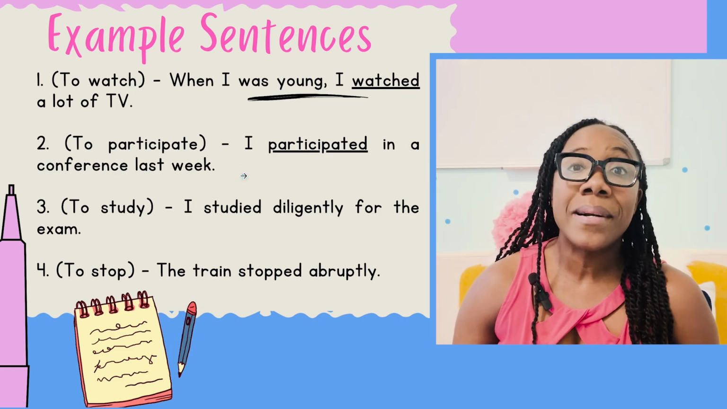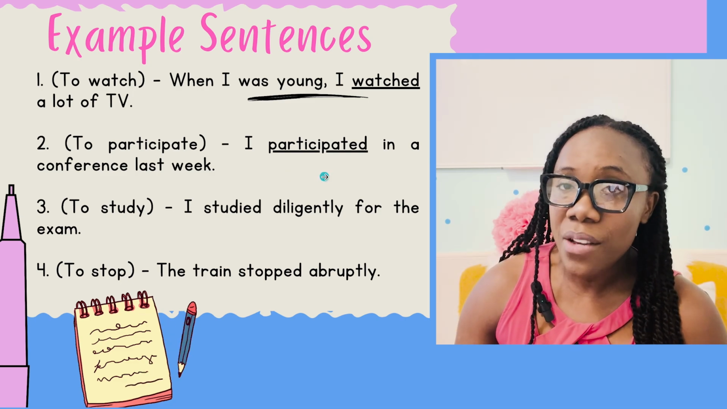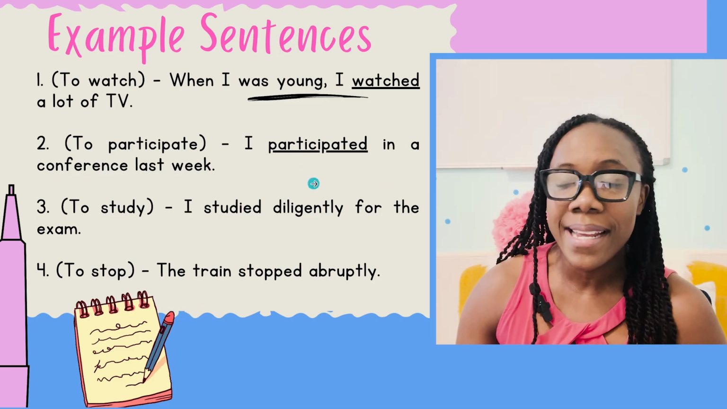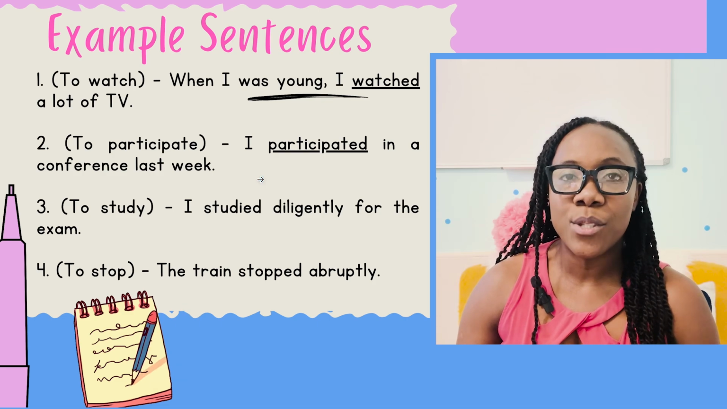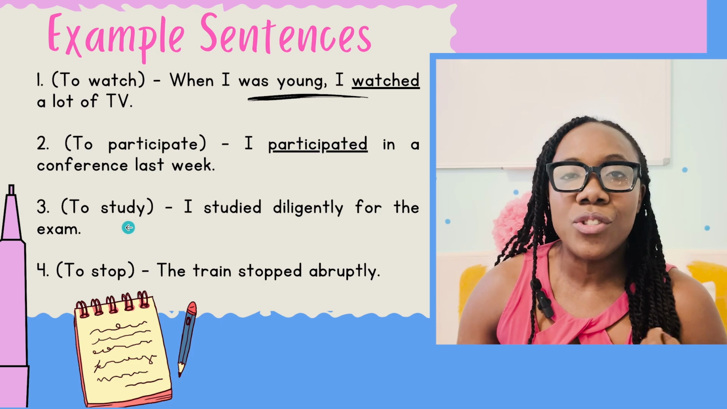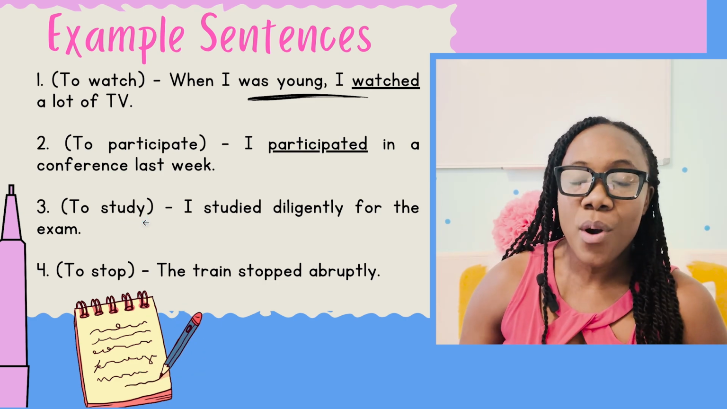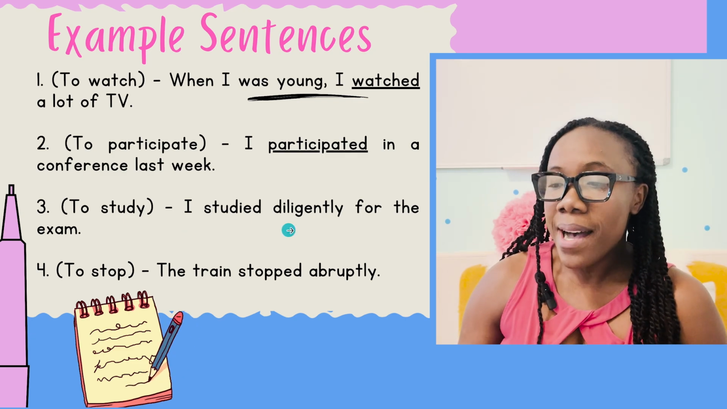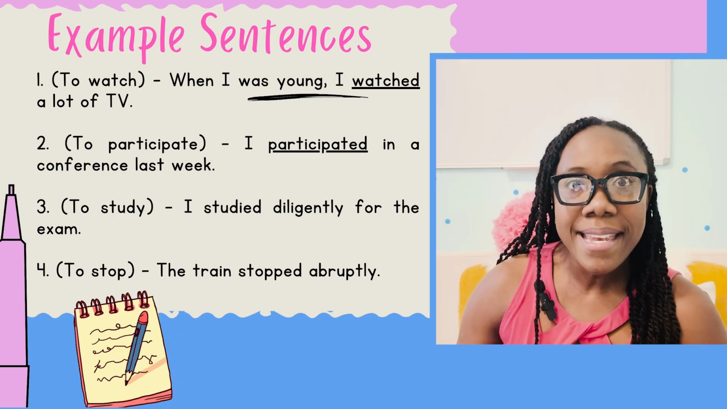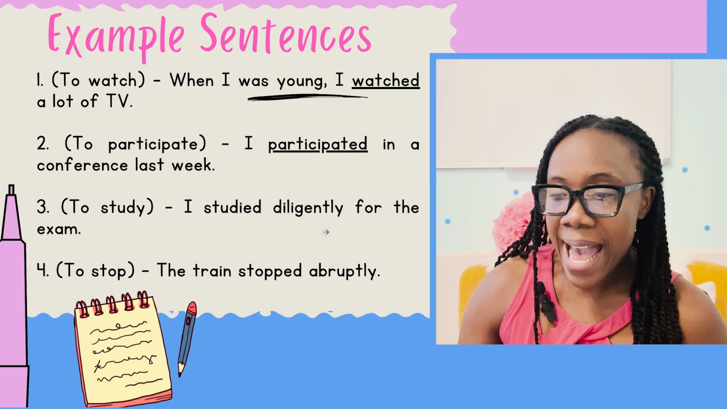Number 2 is the verb participate, which ends in an e. And because it already has an e, we just add d to form the past tense. Therefore, I participated in a conference last week. Number 3. The verb here is to study. Before the y, there is a consonant in the form of d. So we must change the y to an I and then add the ed ending. So I studied diligently for the exam.